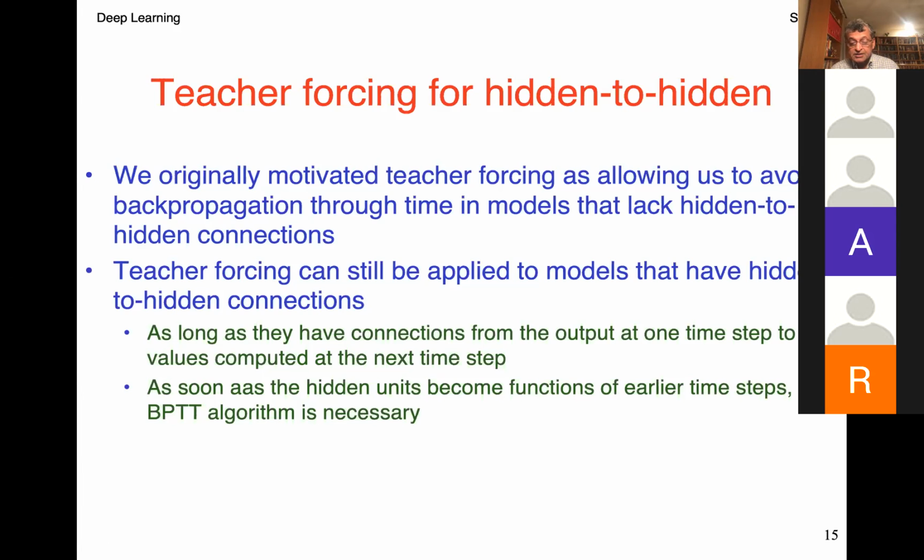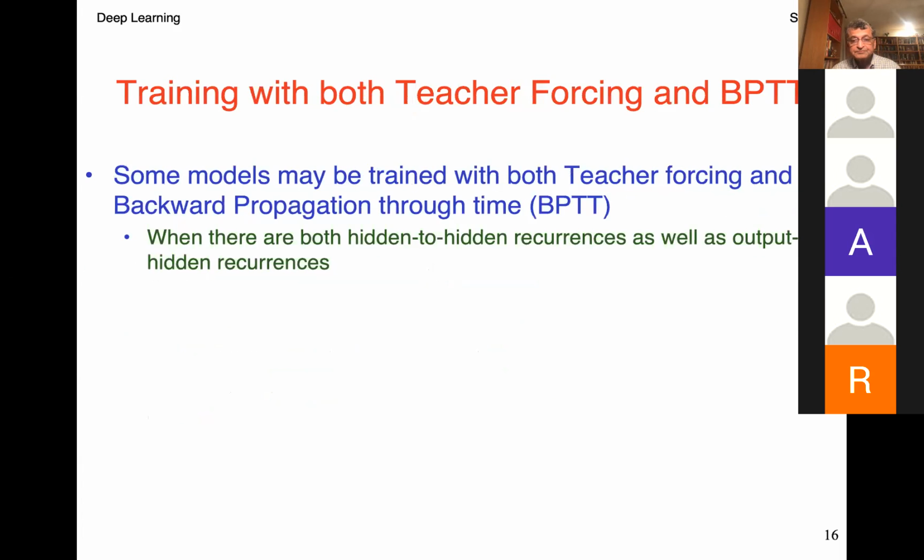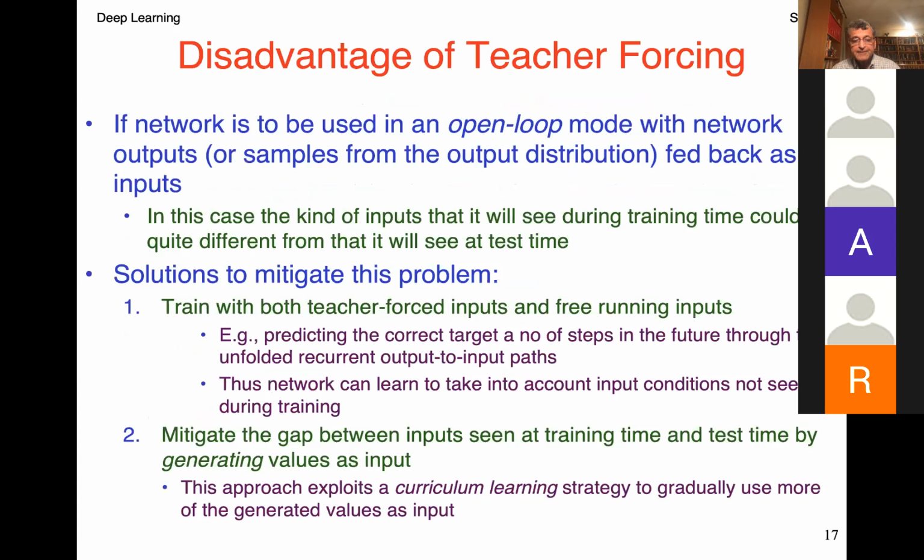So nowadays people are all just routinely using all these RNNs with attention models and so on. But this is under the hood. What's going on is teacher forcing with BPTT and so on. Training with both teacher forcing and BPTT. Some models may be trained with both teacher forcing and backward propagation through time, when there are both hidden to hidden recurrences as well as output to hidden recurrences.